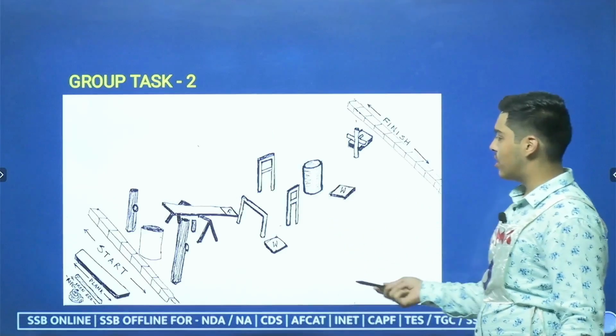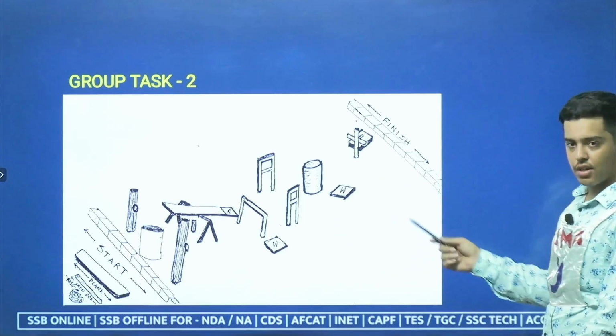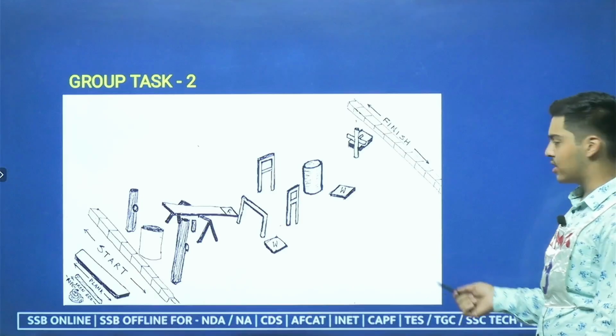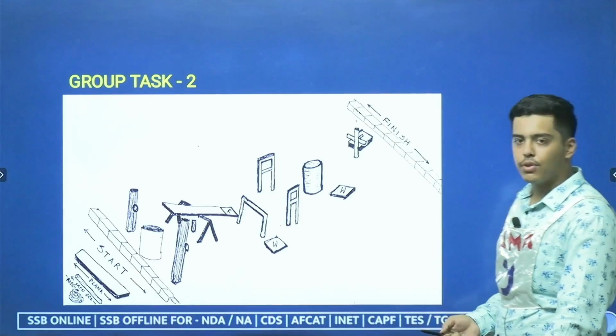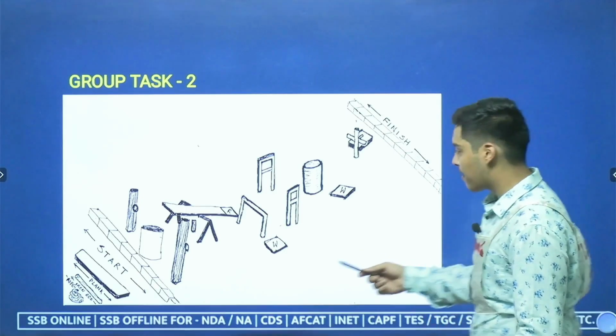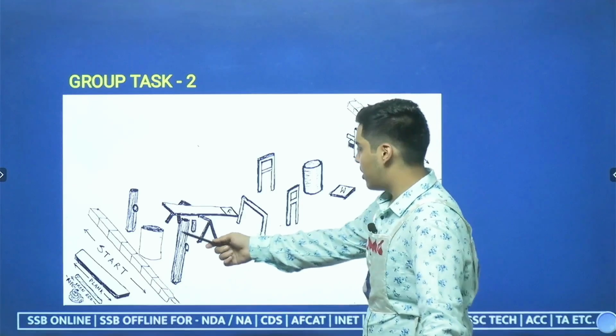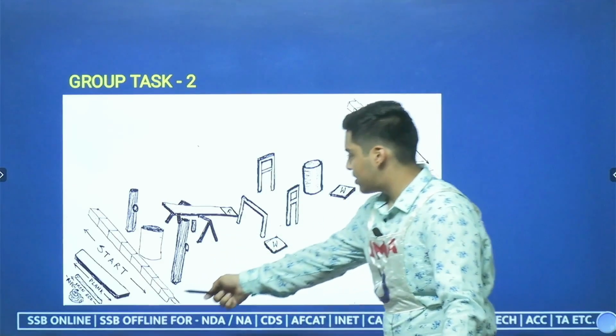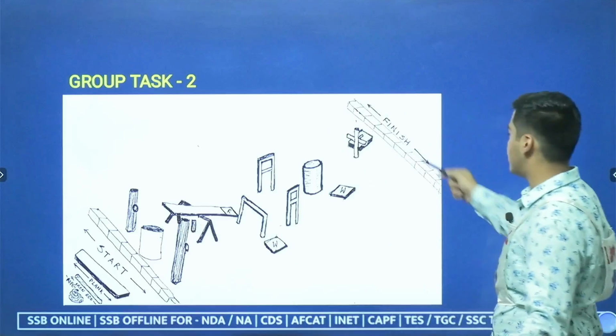Okay, friends, so see carefully, this is our group task 2. It is a bit more complicated than the first one, but it will surely help you understand group tasks better. Here also I'll first make you recognize all the structures. This is the starting line, this is the finishing line.